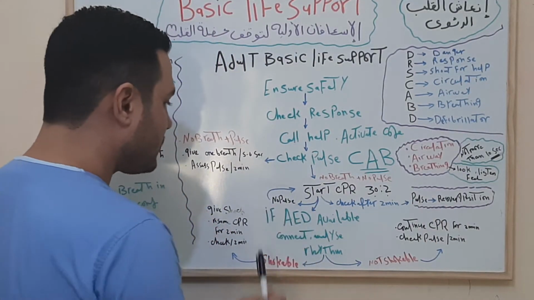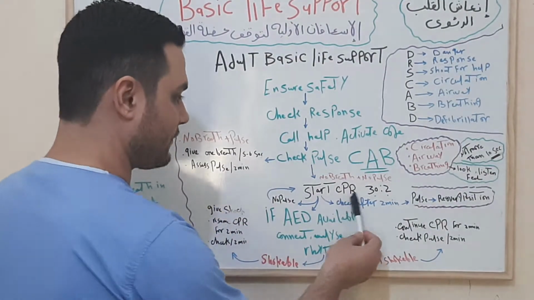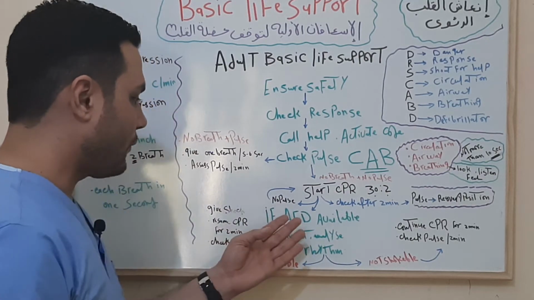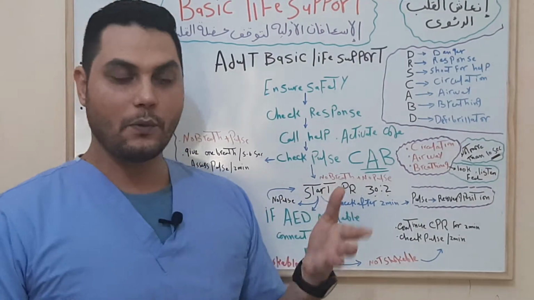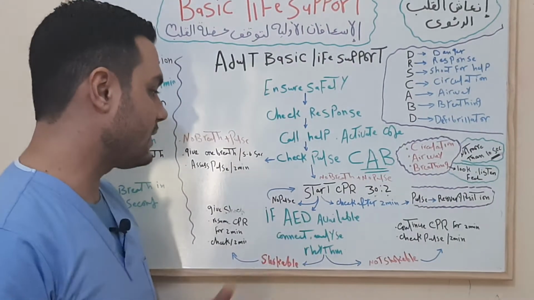What if you find no pulse? You will continue CPR again, another 5 cycles of CPR, or 2 minutes, and check the pulse again.